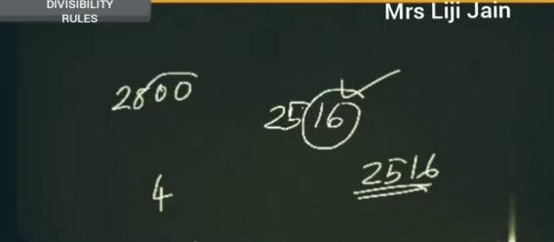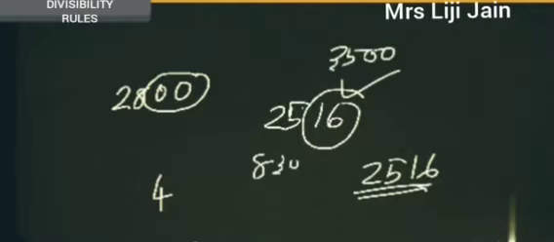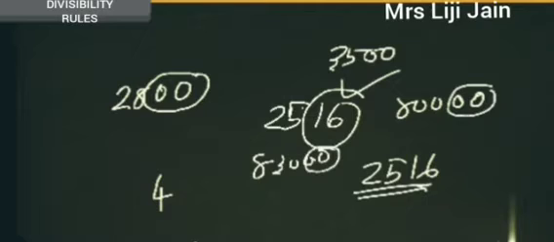2800. Here, which is the number formed by the last 2 digits? 0 0. If the last 2 digits are both zeros also, we can say that a given number is divisible by 4. That means 3500, 8300, 80,000, etc. are divisible by 4. Why? Here the last 2 digits are both zeros. In all these cases, the last 2 digits are both zeros. That means a given number is divisible.